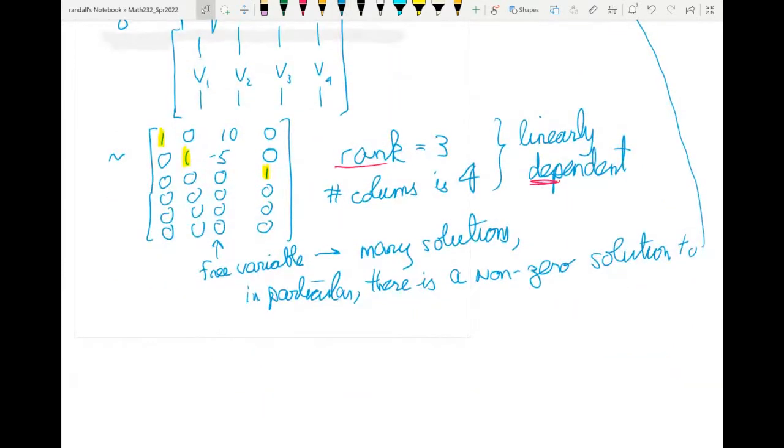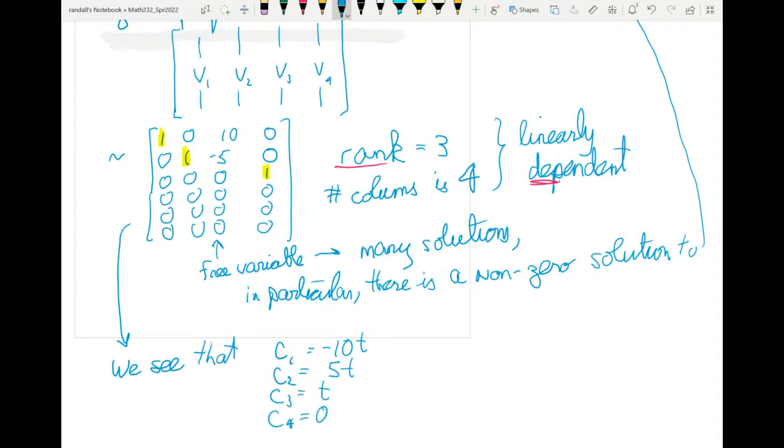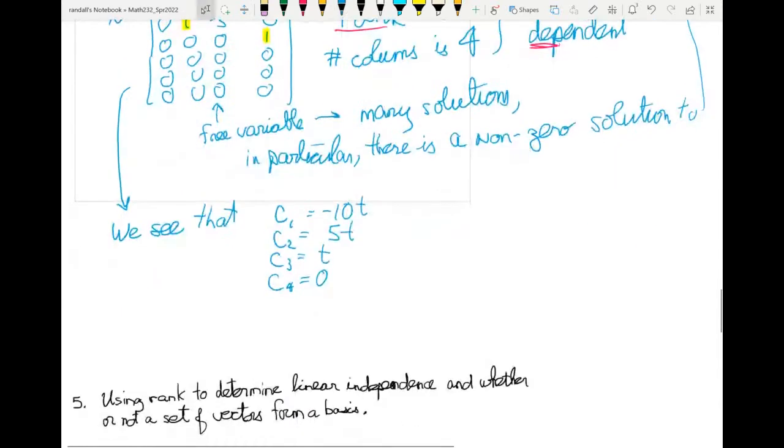Now this thing also tells us more about this set of vectors. So let me continue down here. We see that I can pick out what this linear combination is. Okay, so I see that my C1 is going to be minus 10t. My C2 will be 5t. My C3 is the free parameter, and C4 is 0. Okay, so there's the solution set.